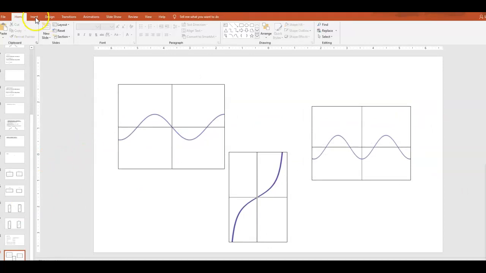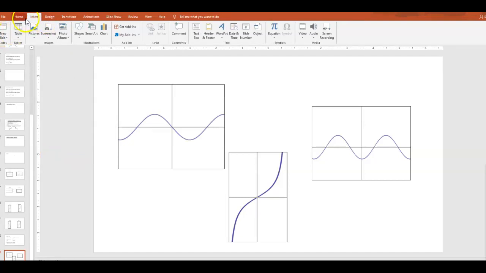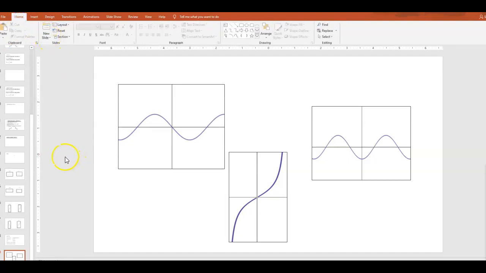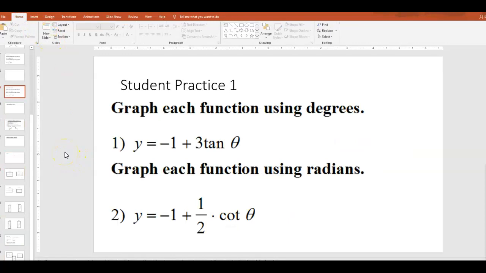So I think I'll just do one more example with you guys, and then I'm going to call it quits there on this particular lesson. I'll back up a little bit to a blank slide.